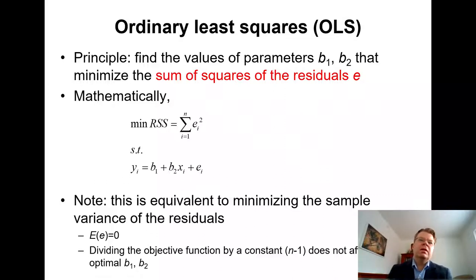And another thing is that it's actually one of the properties that the optimal solution of this minimization problem always has the average value of the residual equal to 0. So in fact, then we are minimizing the sample variance of residuals.